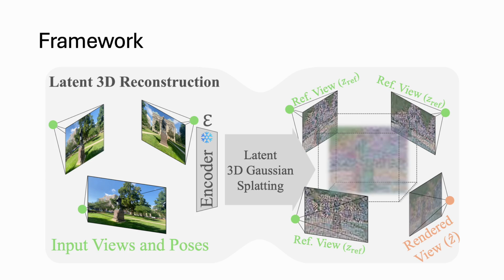Here is our pipeline. First, we encode each input view with a frozen VAE and optimize the latent 3D Gaussian splatting representation. This 3D representation captures the low-frequency, view-consistent geometry of the scene, but collapses any view-dependent details. So when we render a novel camera, the resulting latent has missing high-frequency details, because those frequencies cancel out during optimization. This is the degraded latent we need to enhance.